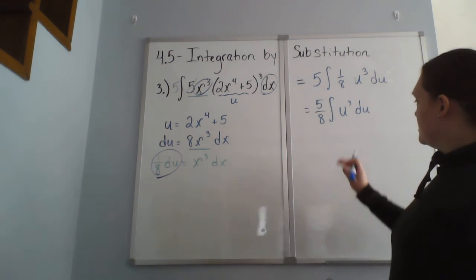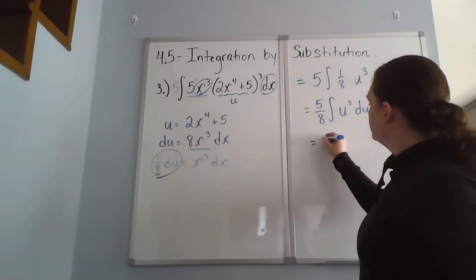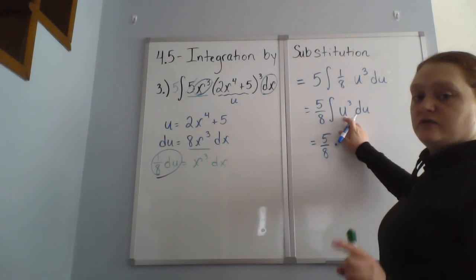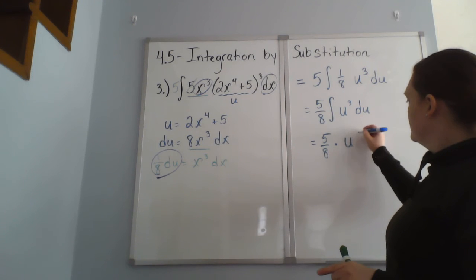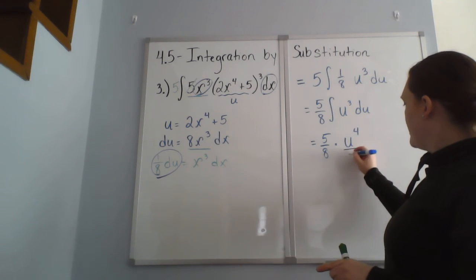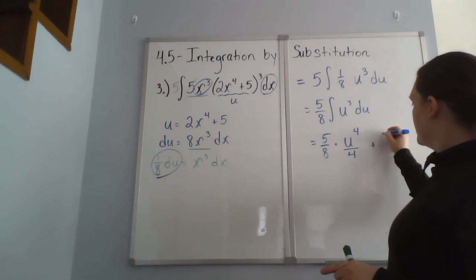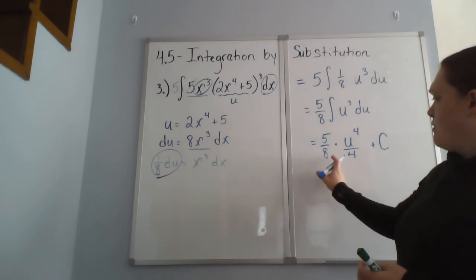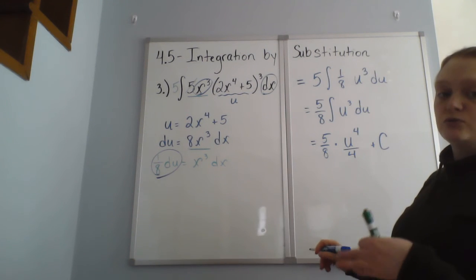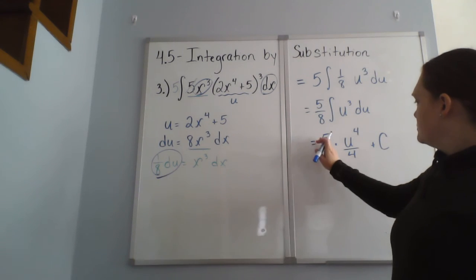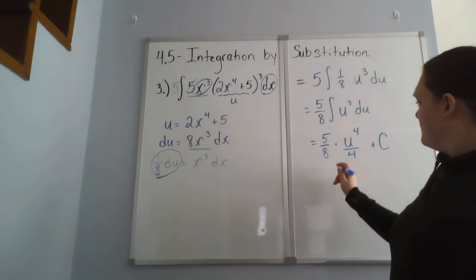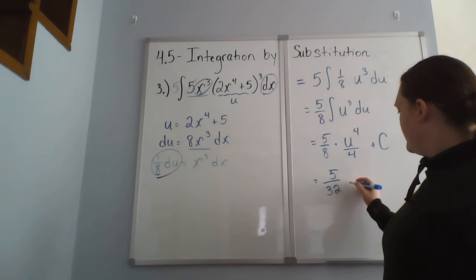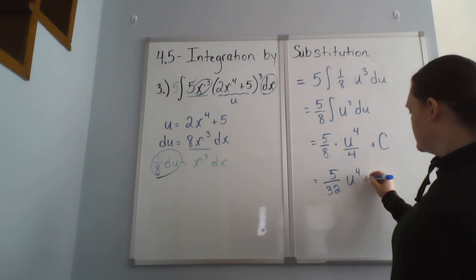Okay. So constant will stay out in front. Multiply by the antiderivative of u to the third. Keep the letter. Change the exponent. Divide by the new exponent. Don't forget to write your plus c at the end. Okay. Now we just want to simplify the coefficient as much as we can and then also replace the u. All right. So 5/8, think of this as 1/4. That's going to be 5 over 32. And then I have u to the fourth power plus c.